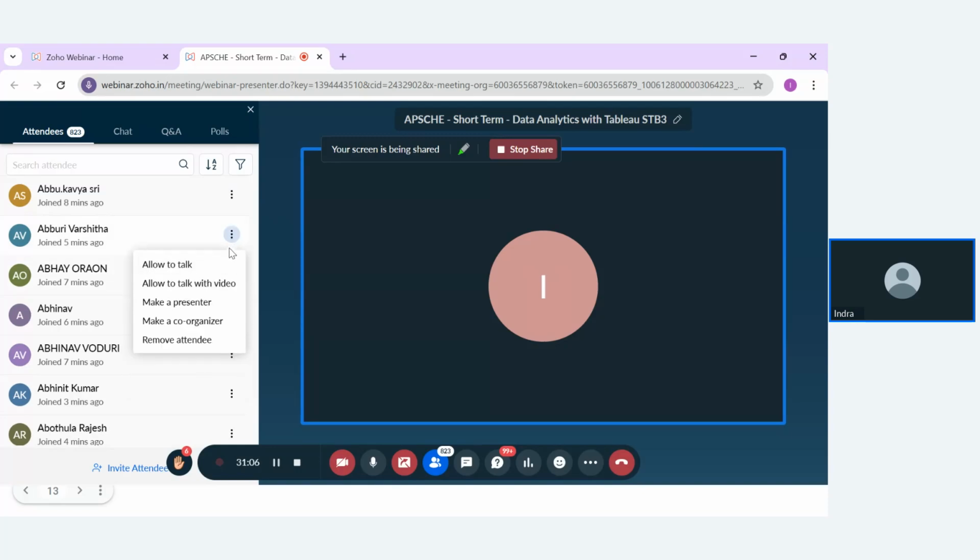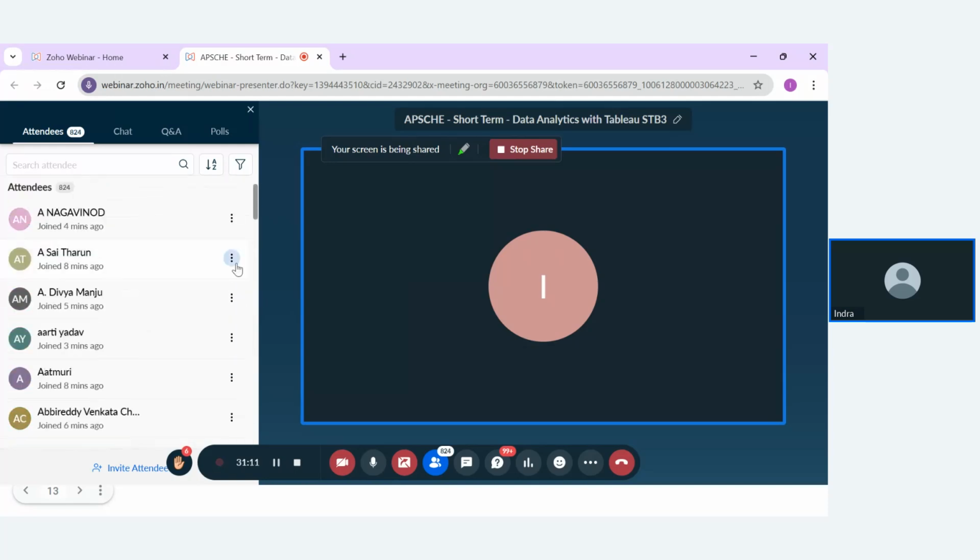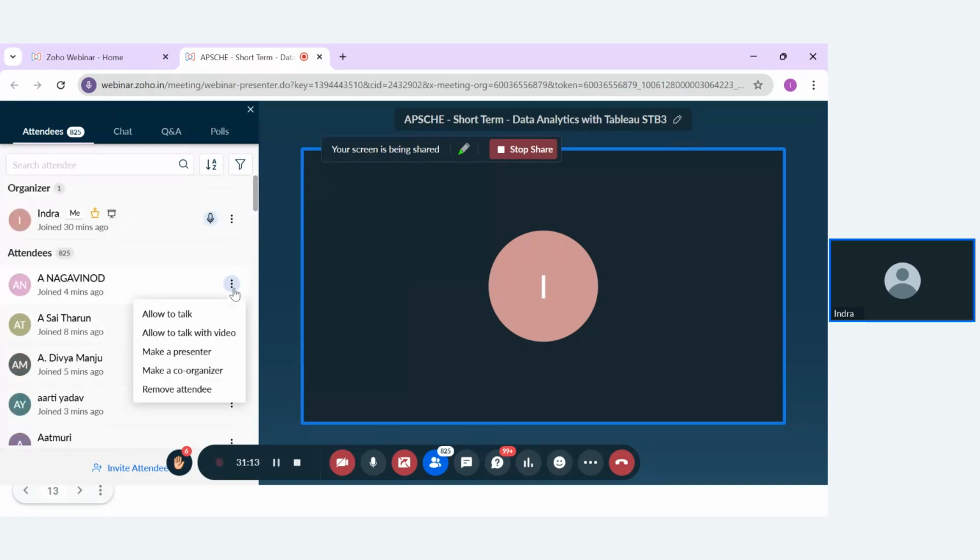Then do one thing, rejoin starting with alphabet A. Okay. A B dash Midhun, like that you join. A dot A hyphen space N Midhun, like that you join. Then I'll make you the co-organizer.